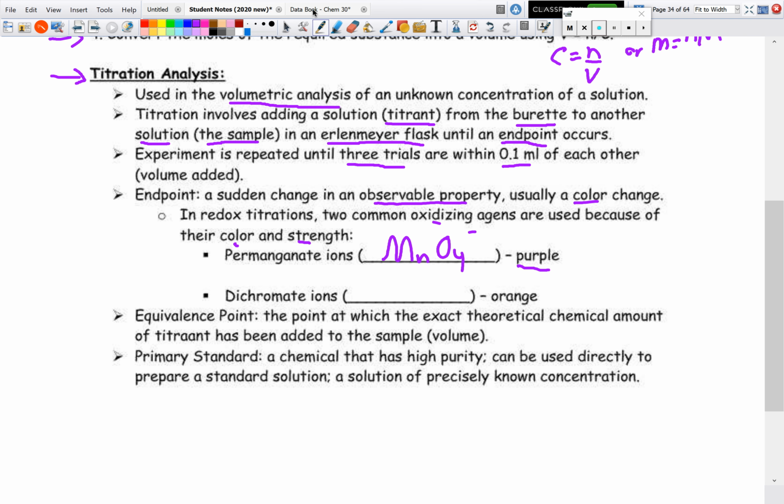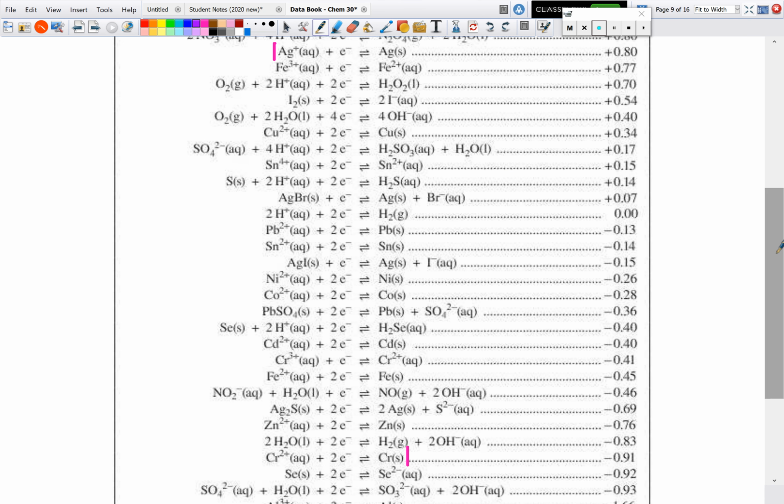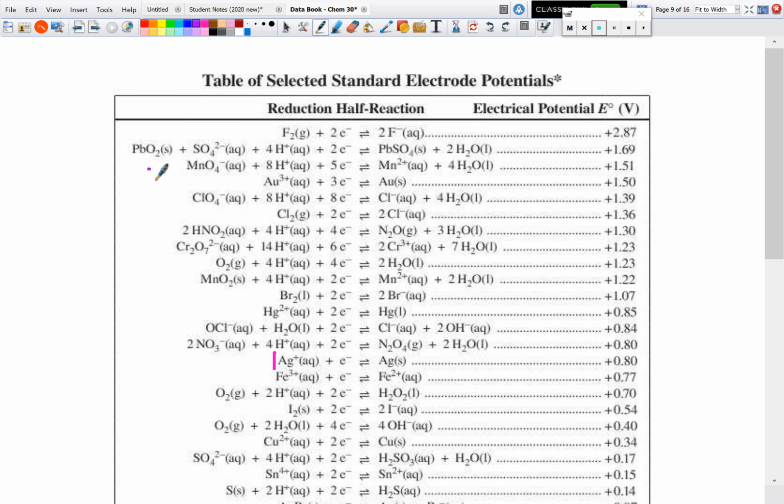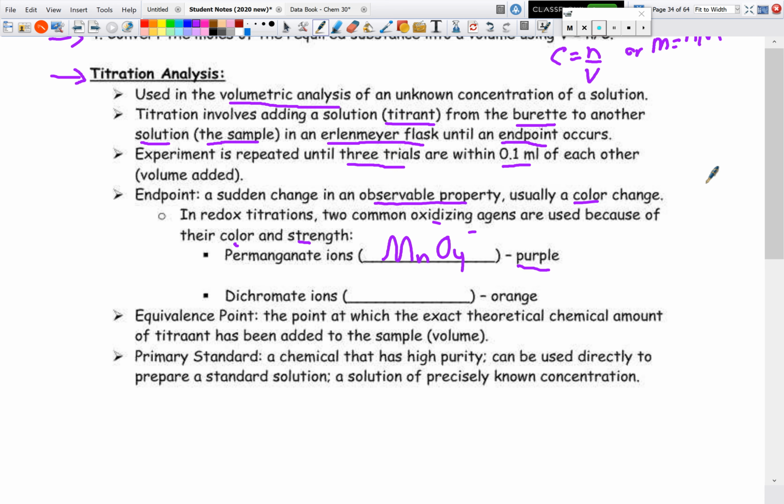So that's why we're going to be using that one, and of course it is a strong oxidizing agent because we have our permanganate almost all the way up at the top here. So it is one of the strongest oxidizing agents that we can use.